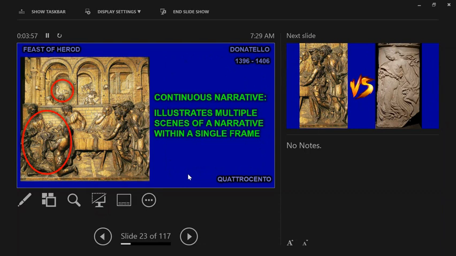And that happens a lot in art where they try to tell a big long story in one picture. And so you have different things happening in the picture, and you will see the same characters over and over in the same picture. That is called a continuous narrative.